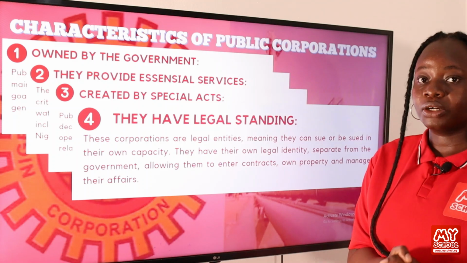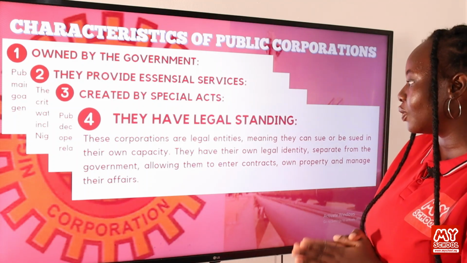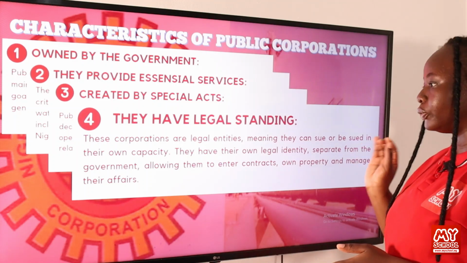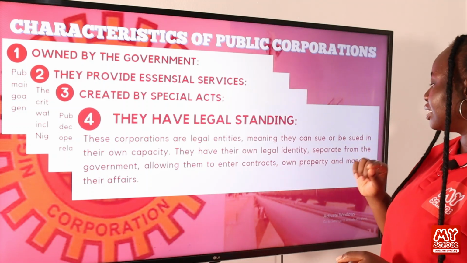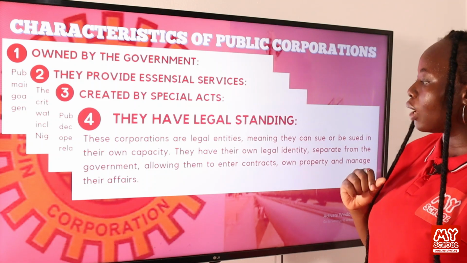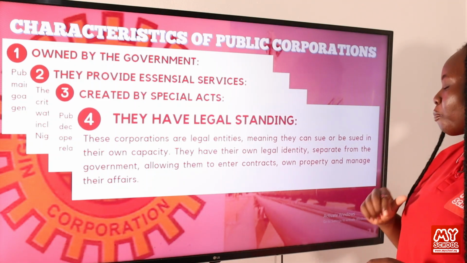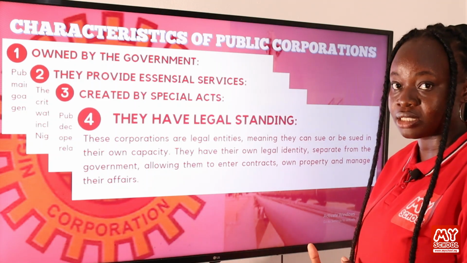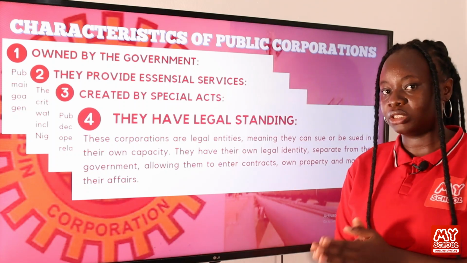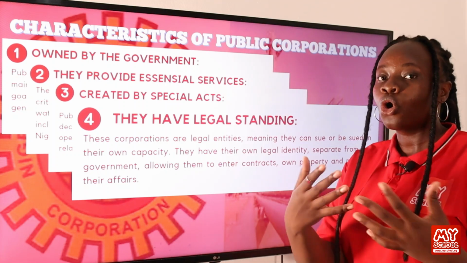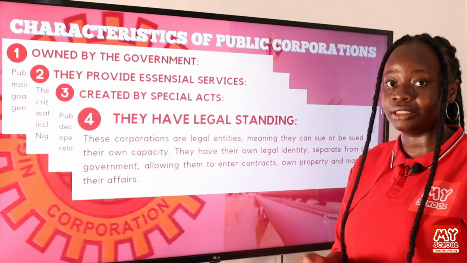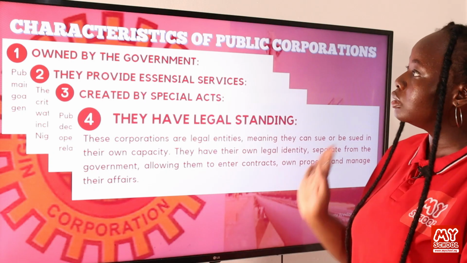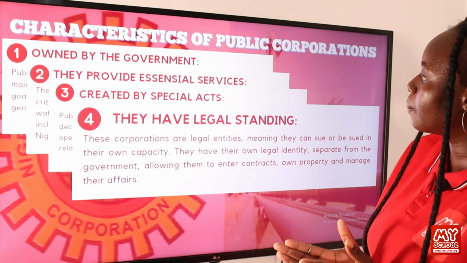So they also have legal standing. These corporations are legal entities, meaning that they can sue or be sued in their own capacity. They have their own legal identity separate from the government, which allows them to enter contracts, own property, and manage their own affairs. So they work like an independent organization. They can sue other organizations and they can be sued when they do not perform their responsibility ethically or in the right manner. Now let's move on to another characteristic.